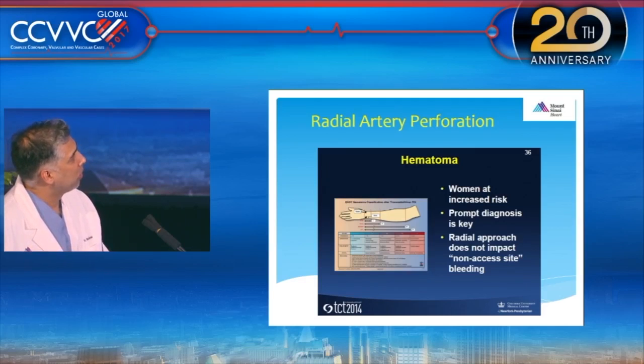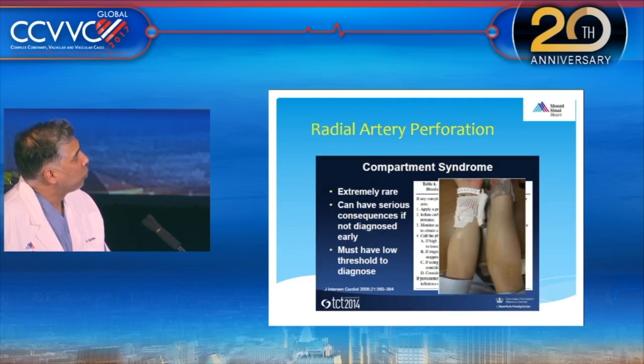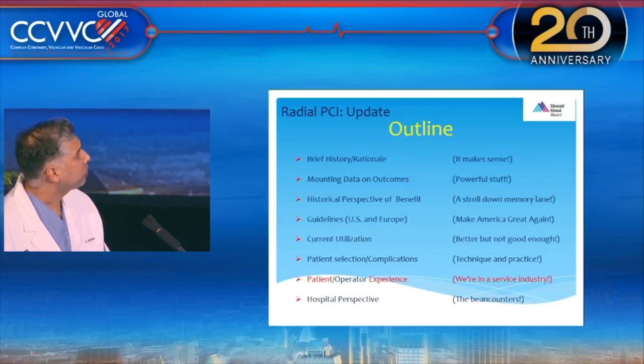This is a grading scale. This is a good card to have up in the lab. It shows different treatments for the different levels of hematoma. In extreme cases, compartment syndrome. If there's severe, severe pain, that needs to be addressed immediately, often with vascular surgery, but again, fortunately, this is quite rare.